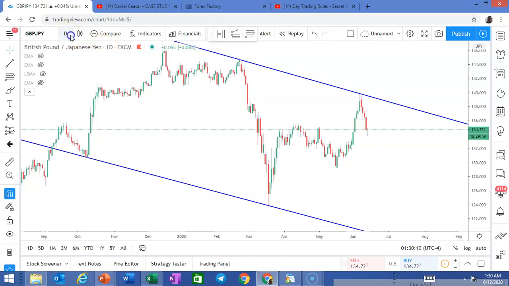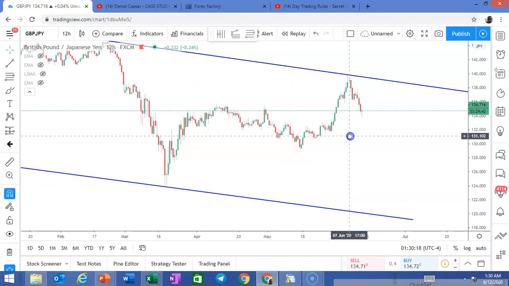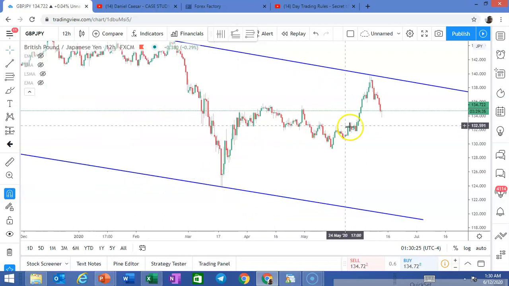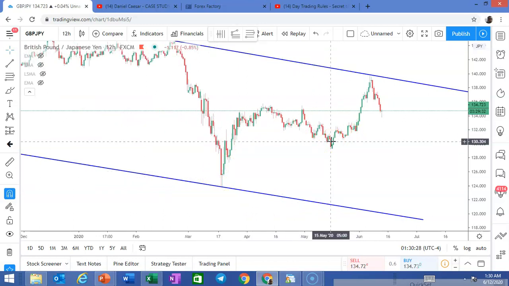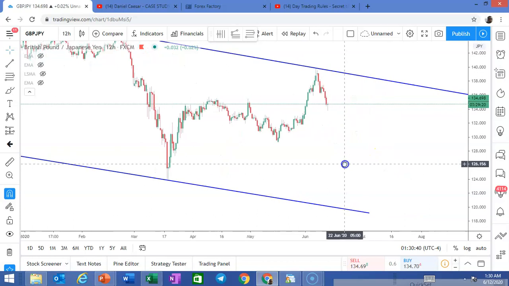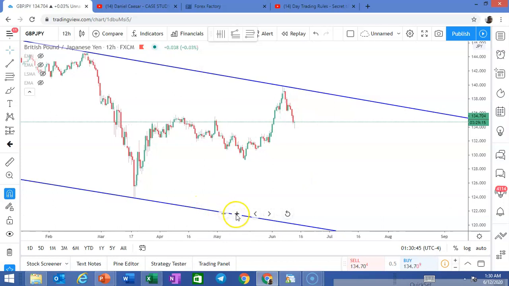So I'll drop down another fractal. So this, okay, last week, oh no, this is a 12 hour, so this isn't capturing last week. Okay. Let's see.